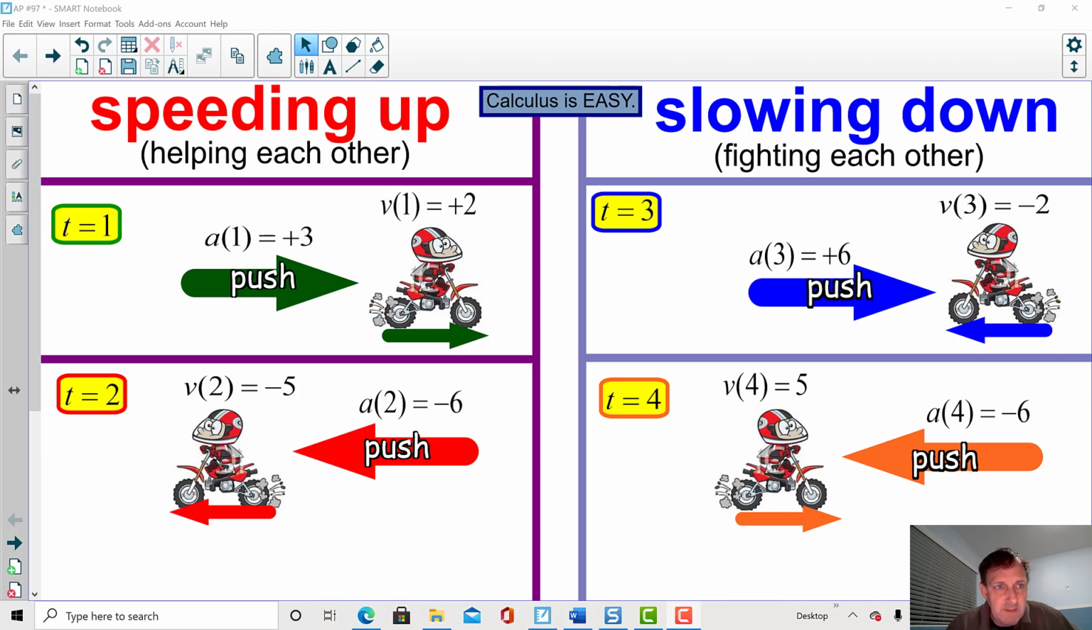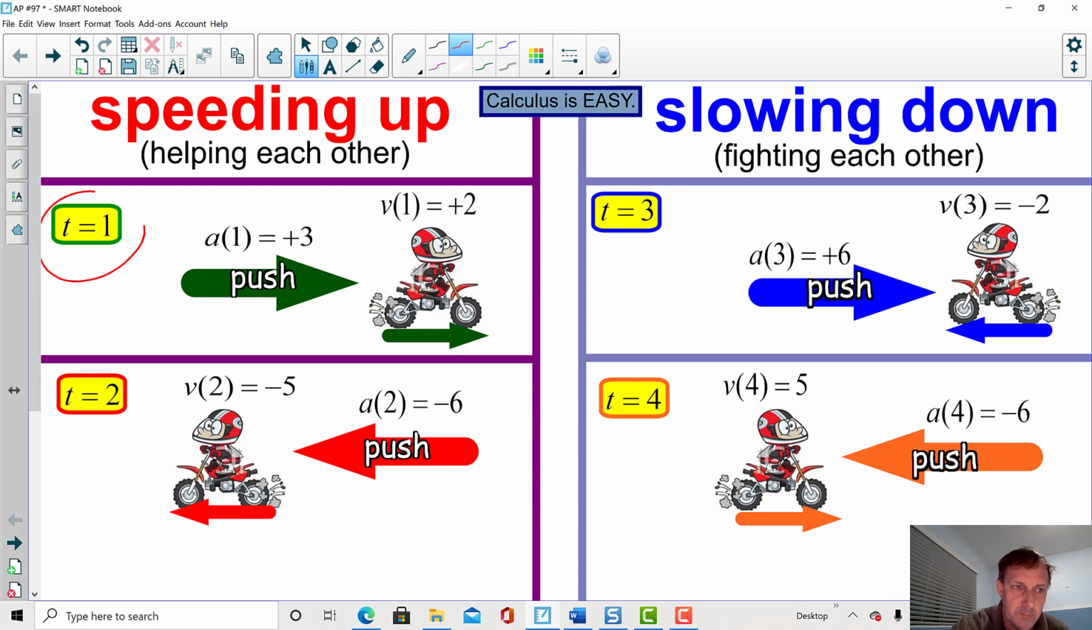All right, today they're going to be asking us if the particle is speeding up or if the particle is slowing down. Now, in order to figure this out, we need to know what is the acceleration and what is the velocity at that time. So for our first example, we're going to pretend that t was equal to 1. And if our velocity was positive at that moment and our acceleration was also positive at that moment, then we would say that the particle is speeding up.